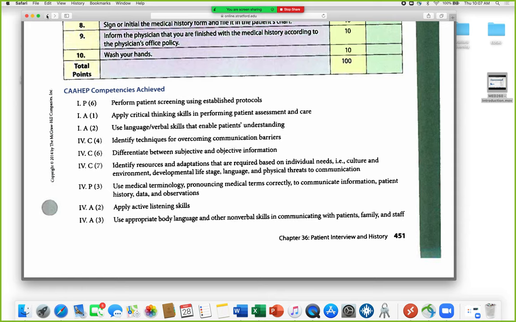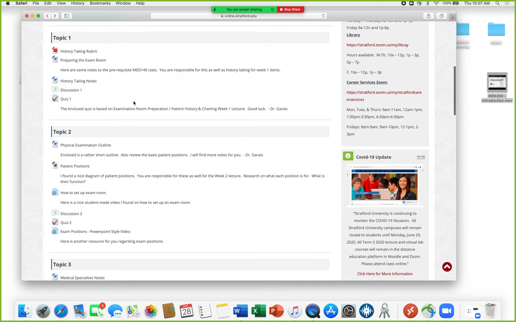Okay, so this rubric is really nice because it outlines and reviews a lot of really great main points regarding how to do history taking. Now, here are some notes from my MED-140 class. Let's see. Oh, here it is.